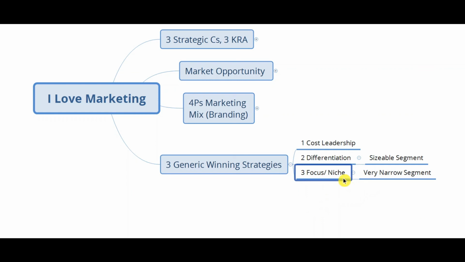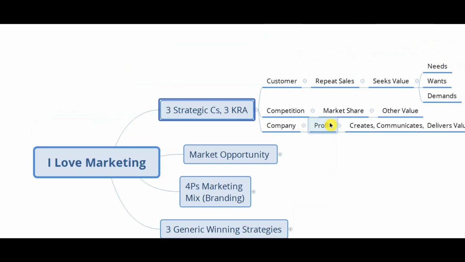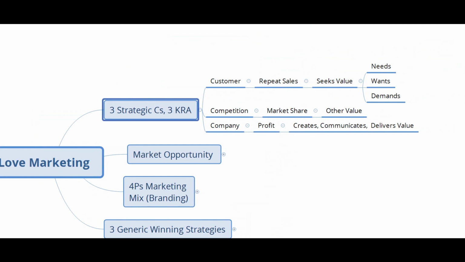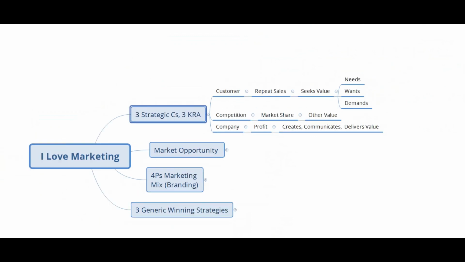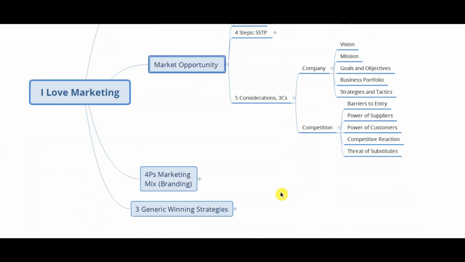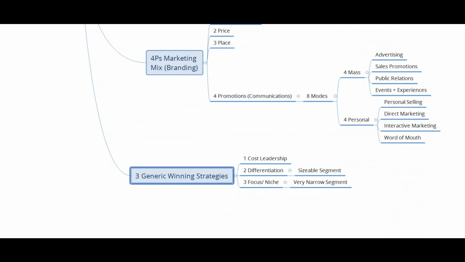Okay, so if I close it down, the I Love Marketing model actually had four key topics, and if I expand that, those are the three C's. Again, I reduce this now so you can see it. Those are the market opportunity. These are the four P's, and this is the three generic winning strategies. Okay, so this is a mind map.